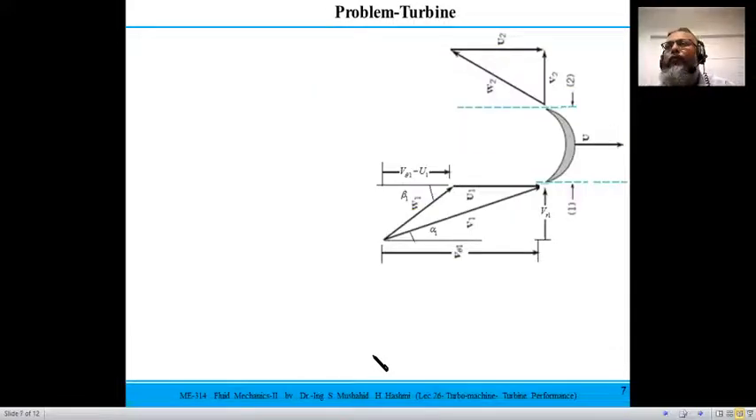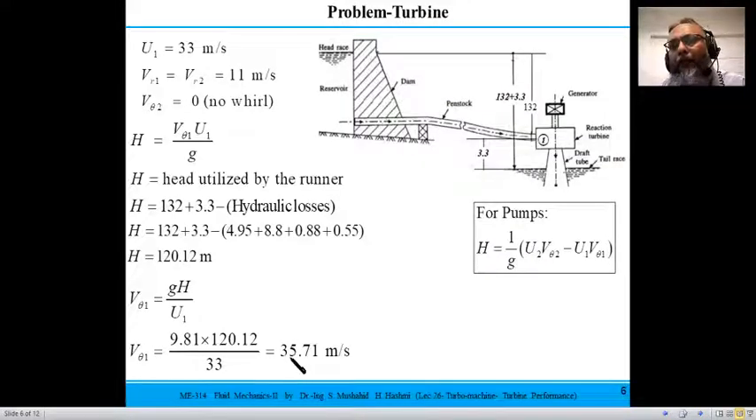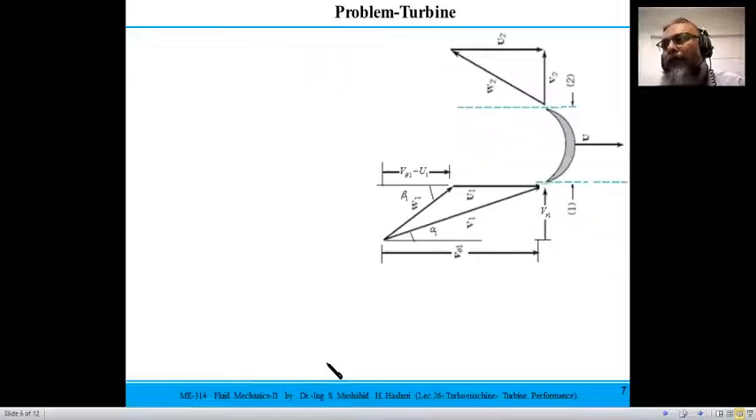The next thing is to work out the velocity triangles. At outlet we have already seen the tangential component is 0, so the only component is the radial component. And u2 and u1 we know are 33 meters per second. We already know v theta 1 is a bigger number, 35.71 meters per second.